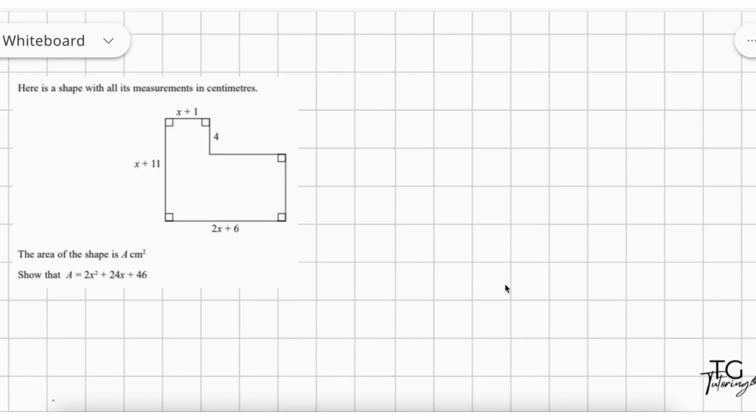Hi everyone, so today I'm going to be answering this question from the GCSE exams last year, which stumped a lot of parents. You can pause the video, have a go, and then we'll look at the answer afterwards.